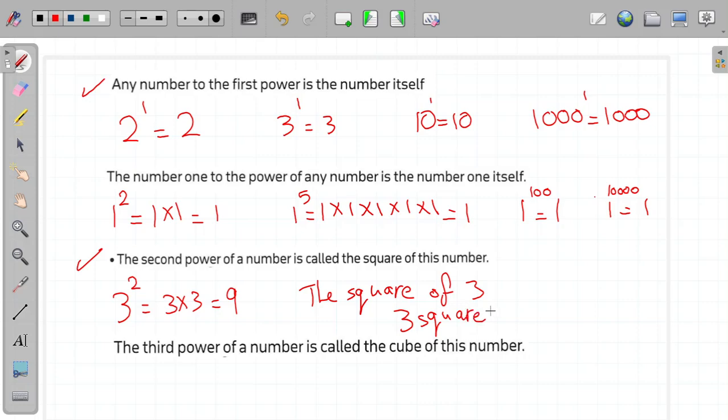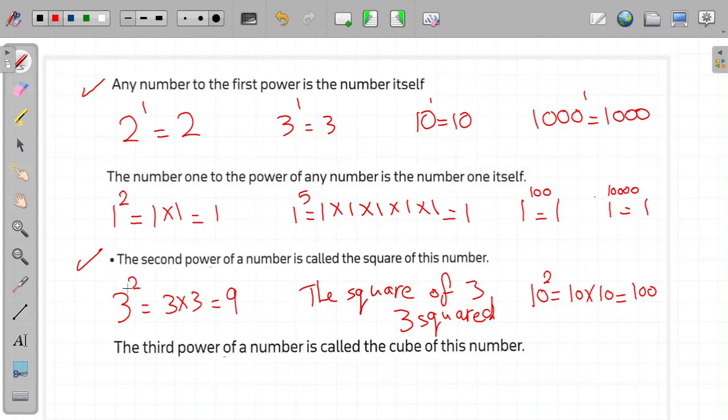Okay? So if I have 10 to the power of 2, I can call it 10 squared or the square of 10. So 10 to the power of 2, or 10 squared, equals 10 by 10. And 10 by 10 equals 100. So I can say here 10 squared equals 100.